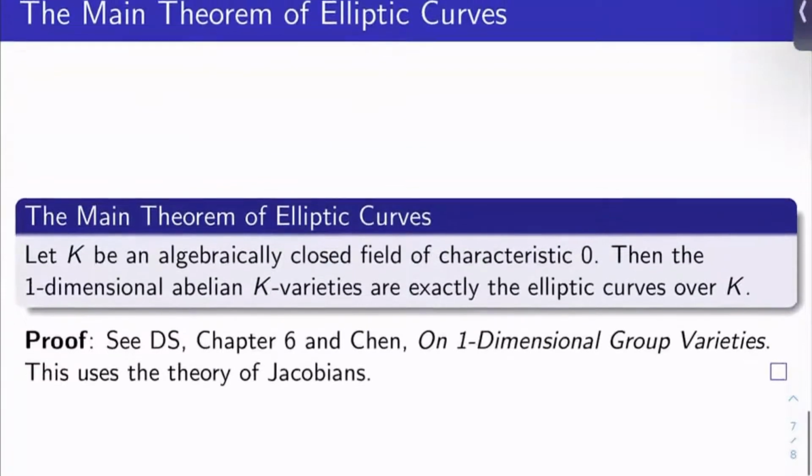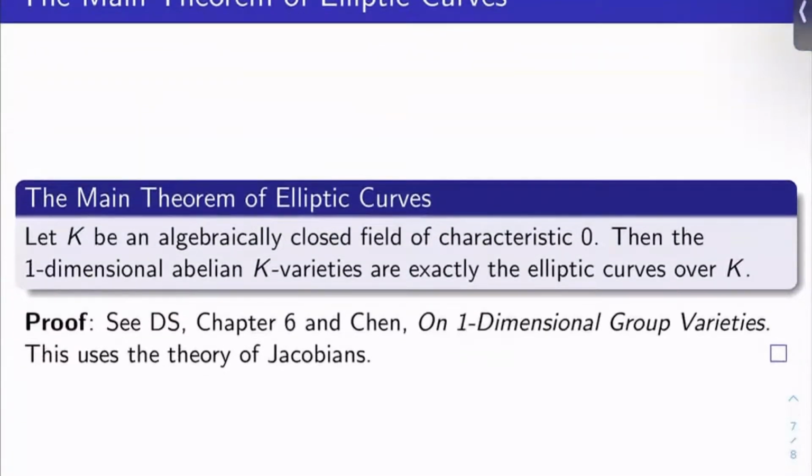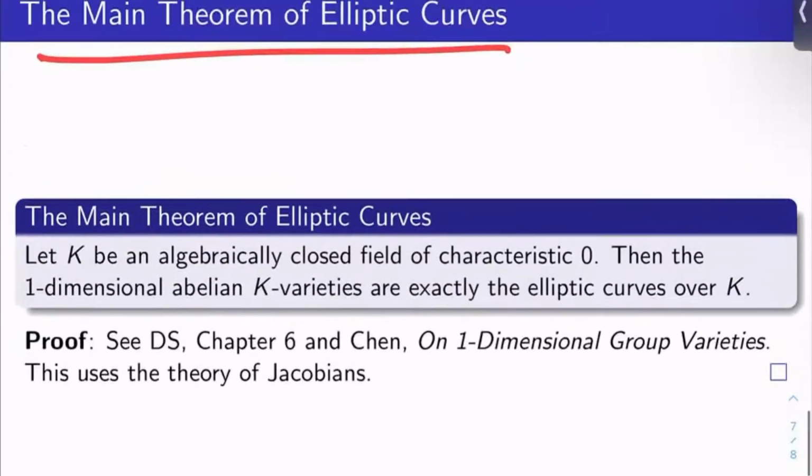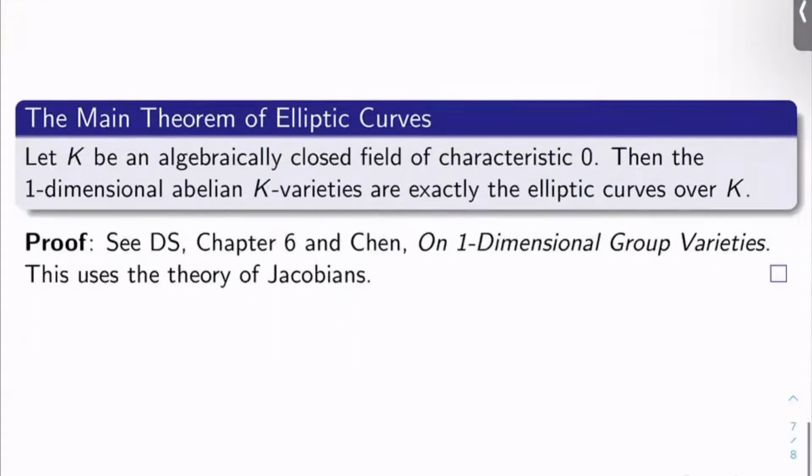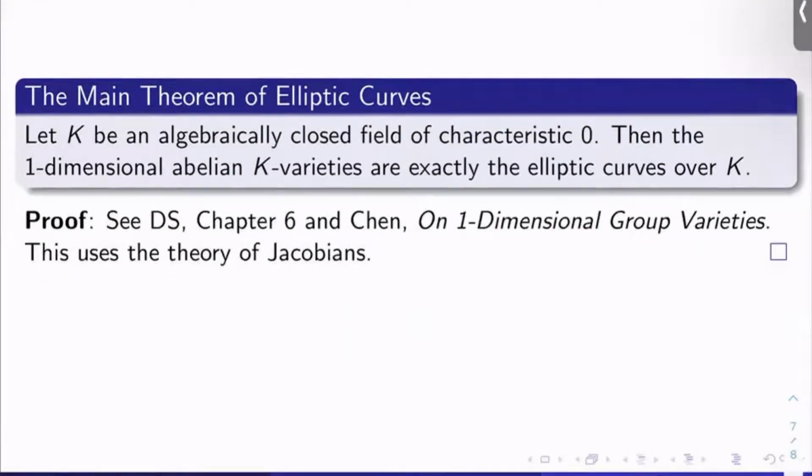And then finally, mainly because it's cute, but also because its proof uses the theory of Jacobians, I'd like to give you the main theorem of elliptic curves. Although to be fair, I don't know why it's called the main theorem of elliptic curves. I don't even know if it's called that. I know when I first learned this theorem, the first source I read this in, it was called the main theorem of elliptic curves. I have not been able to locate that source since. And I also have not seen any other source call this theorem the main theorem of elliptic curves. So anyway, I'm just going to call it the main theorem of elliptic curves.